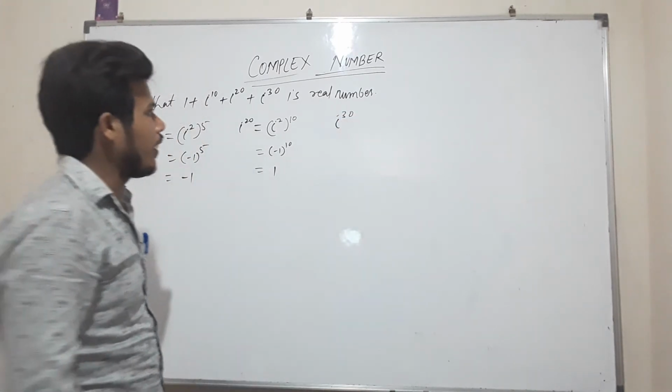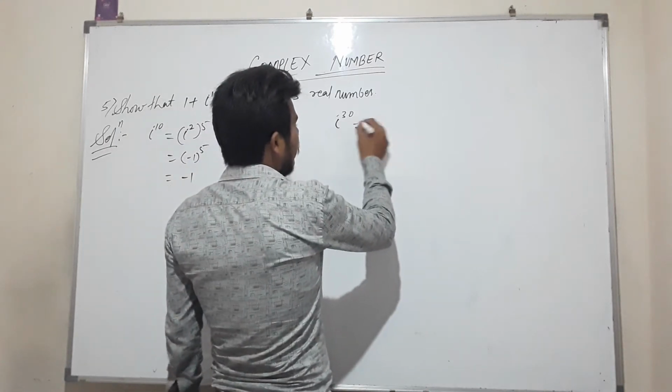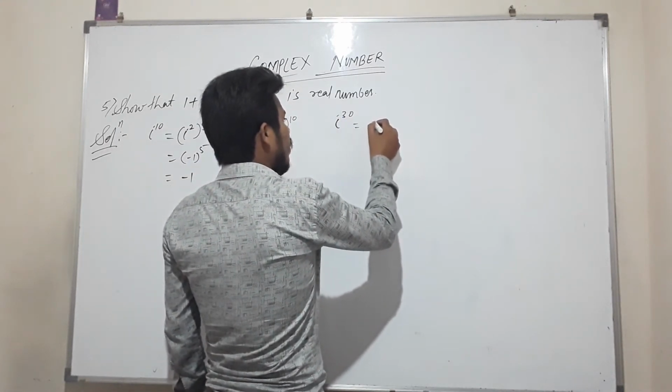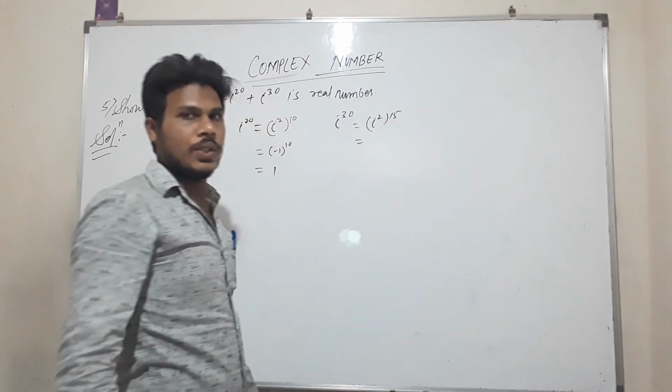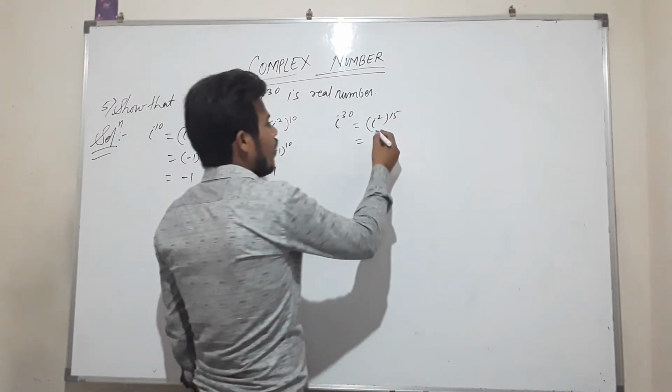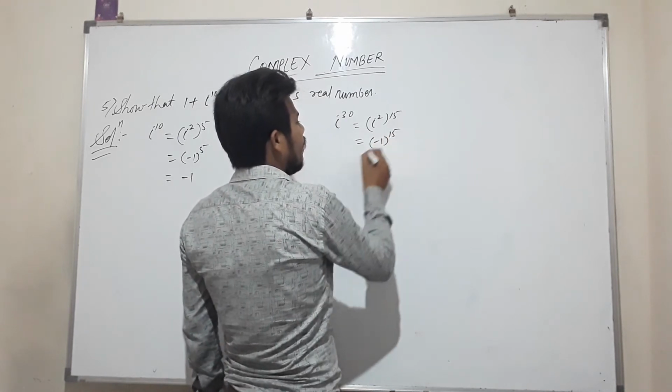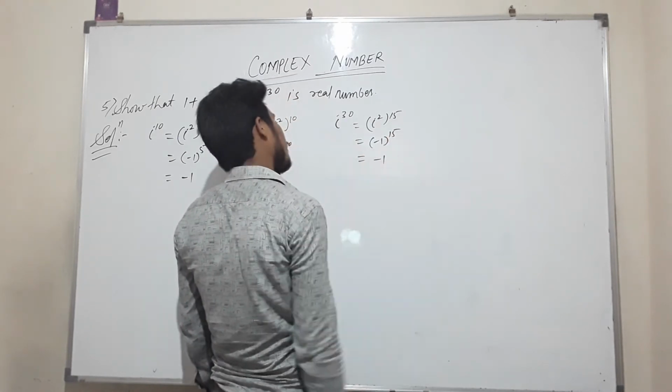Now i raised to 30. We can write i raised to 30 as i raised to 2 raised to 15, because 2 15s are 30. So -1 raised to 15, and -1 raised to 15 is -1.